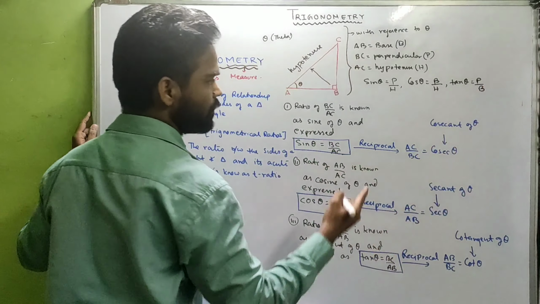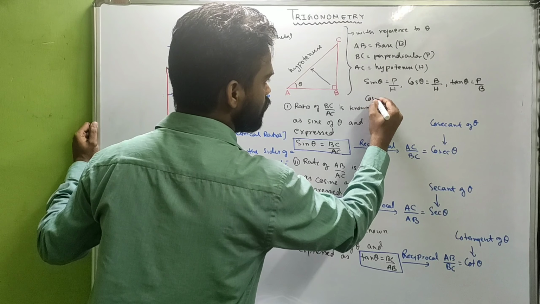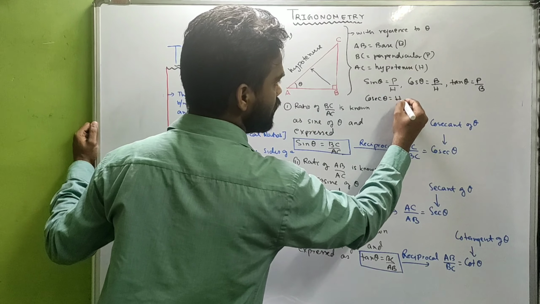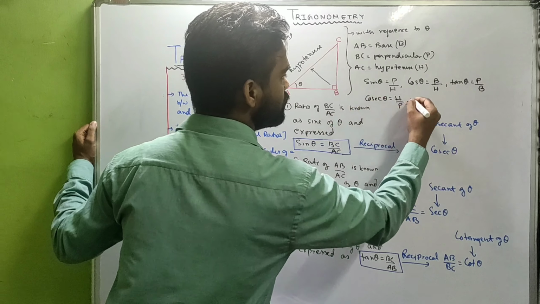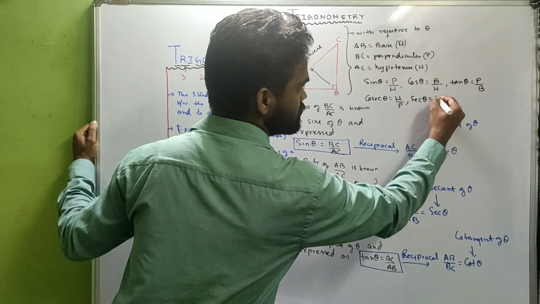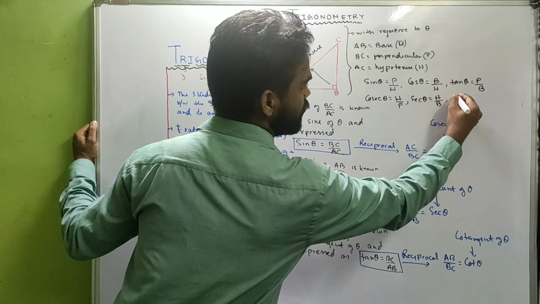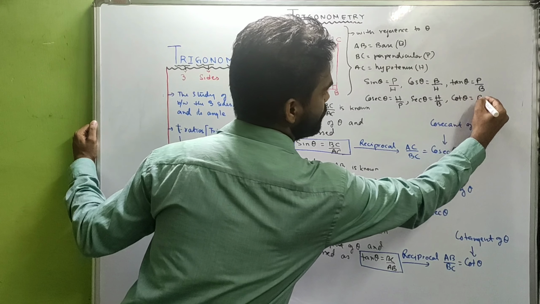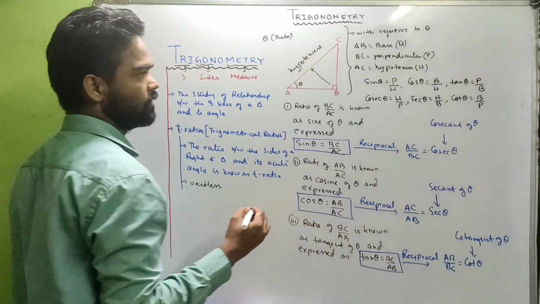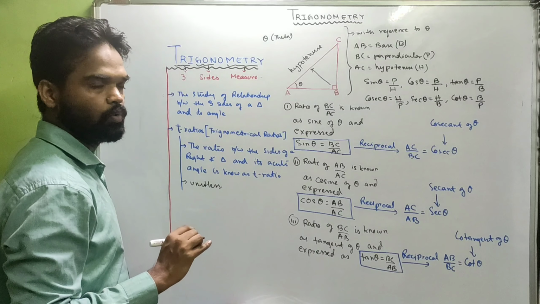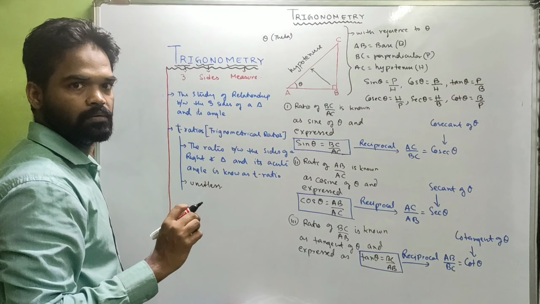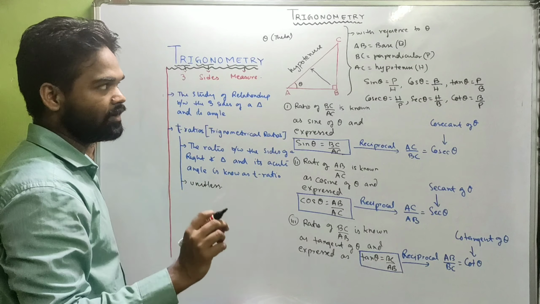Am I clear or not? Similarly, your cosec theta is hypotenuse by perpendicular. Your sec theta is hypotenuse by base, and your cot theta is base by perpendicular. The most important thing was theta, the angle in consideration, decides which will be your base.